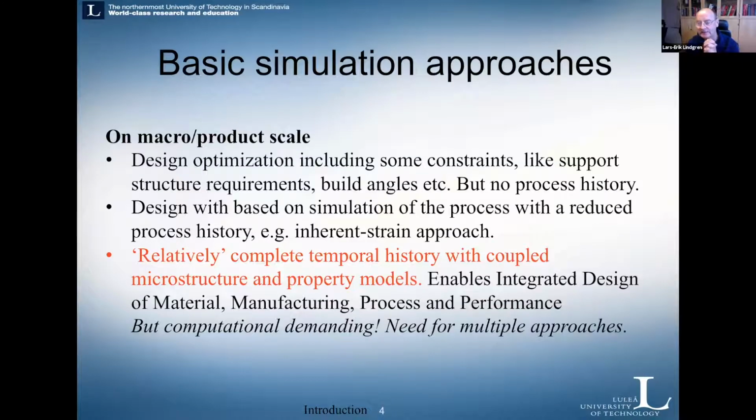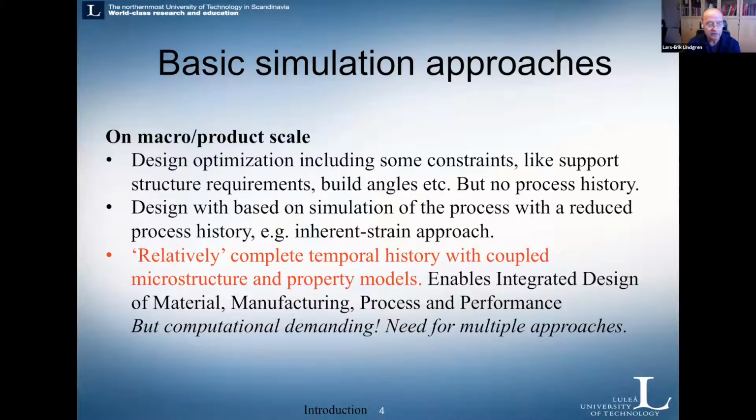So we have some basic simulation approaches. And we work on the red line here, more complete history models where we simulate the microstructure and properties. But they are quite cumbersome. They, of course, enable that, when you have more physics-based models, you can even go around with the chemistry and design material and manufacturing process in order to get a specific performance. So it gives a lot of possibilities, but it takes computational time and you need a lot of input.